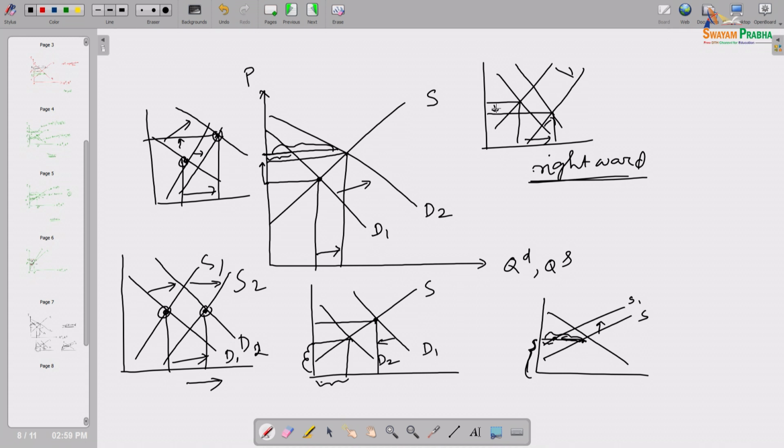In our next lecture we will discuss a new concept called elasticity of demand. Let us stop here and take care.